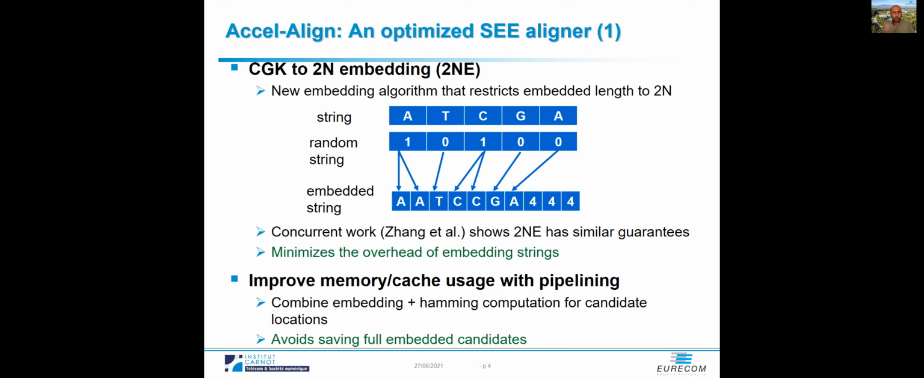We can simply compute the Hamming distance without having to generate the entire embedded string. And this actually helps a lot because you're not trashing your cache by actually generating embedded strings, and you're able to keep track of these things in parallel, right?